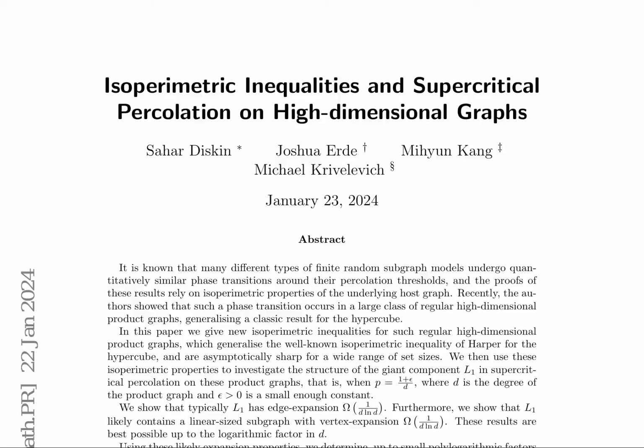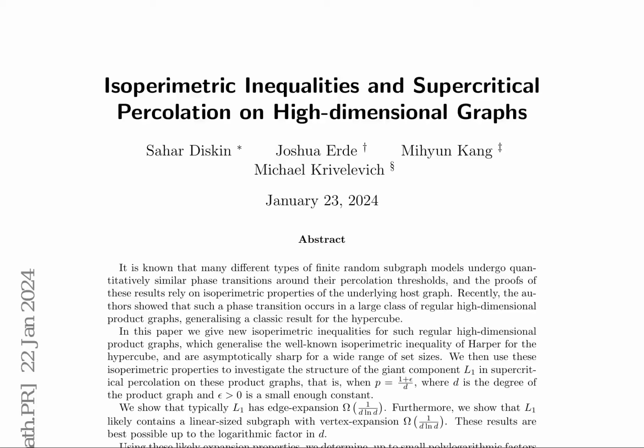The largest component, L1, exhibits edge expansion of omega(1/d) and contains a linear-sized subgraph with vertex expansion of omega(1/d), which are the best possible results up to the logarithmic factor in d. Using these expansion properties, the authors determine the likely diameter of L1 and the typical mixing time of a lazy random walk on L1, up to small polylogarithmic factors in d.